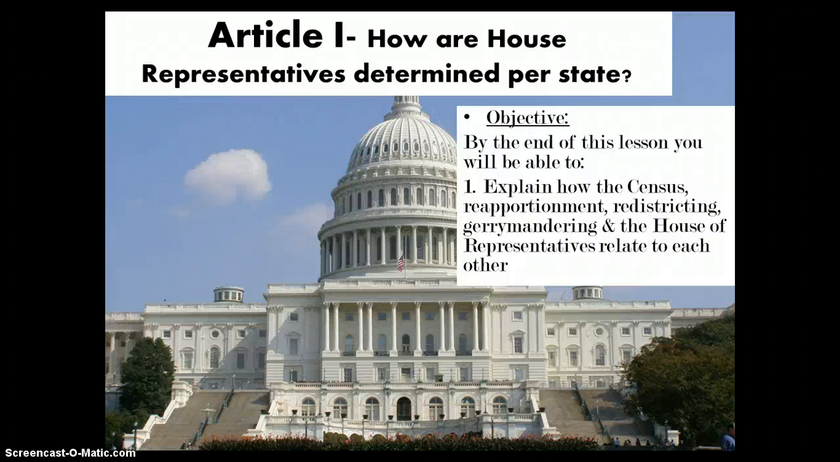Hey guys, welcome to Article 1, How are House Representatives Determined per State? By the end of this lesson, you will be able to explain how the census, reapportionment, redistricting, gerrymandering, and the House of Representatives relate to each other. And all of these terms relate to the question above.